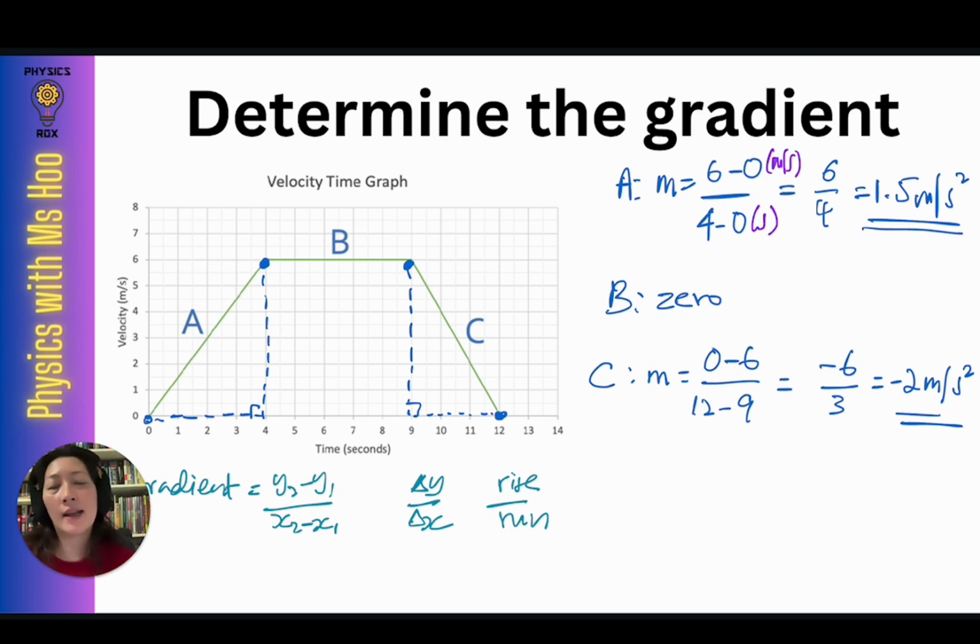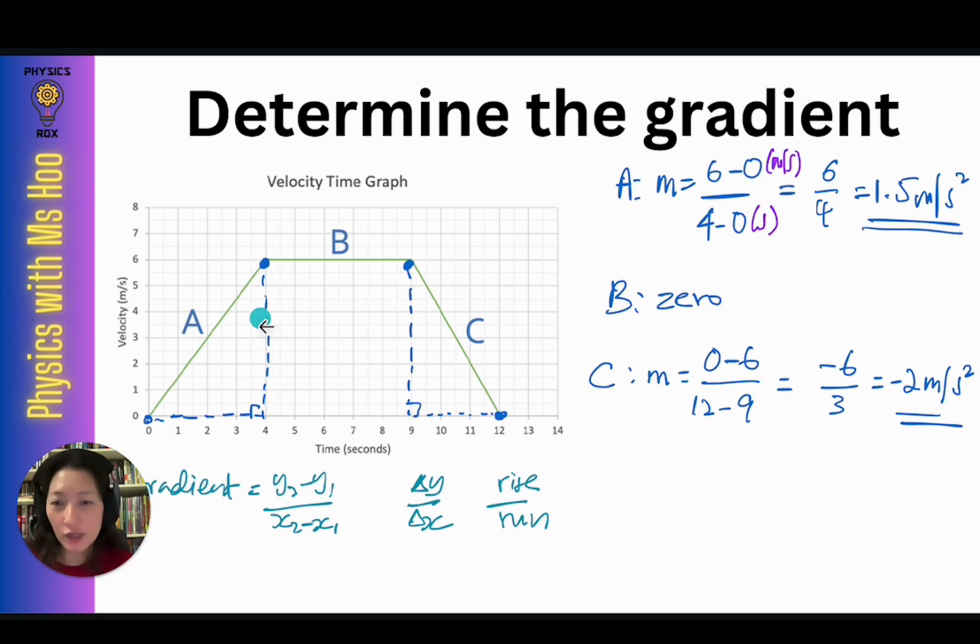So that's how you can calculate the gradient for the different sections of this graph. By the way, in case you haven't spotted it, the gradient is actually showing us the acceleration. That's why it has the acceleration unit. Now, when drawing gradient triangles, just a reminder, always draw them with dotted lines and with a ruler. Yes, I know my lines are not straight because I'm using my tablet.